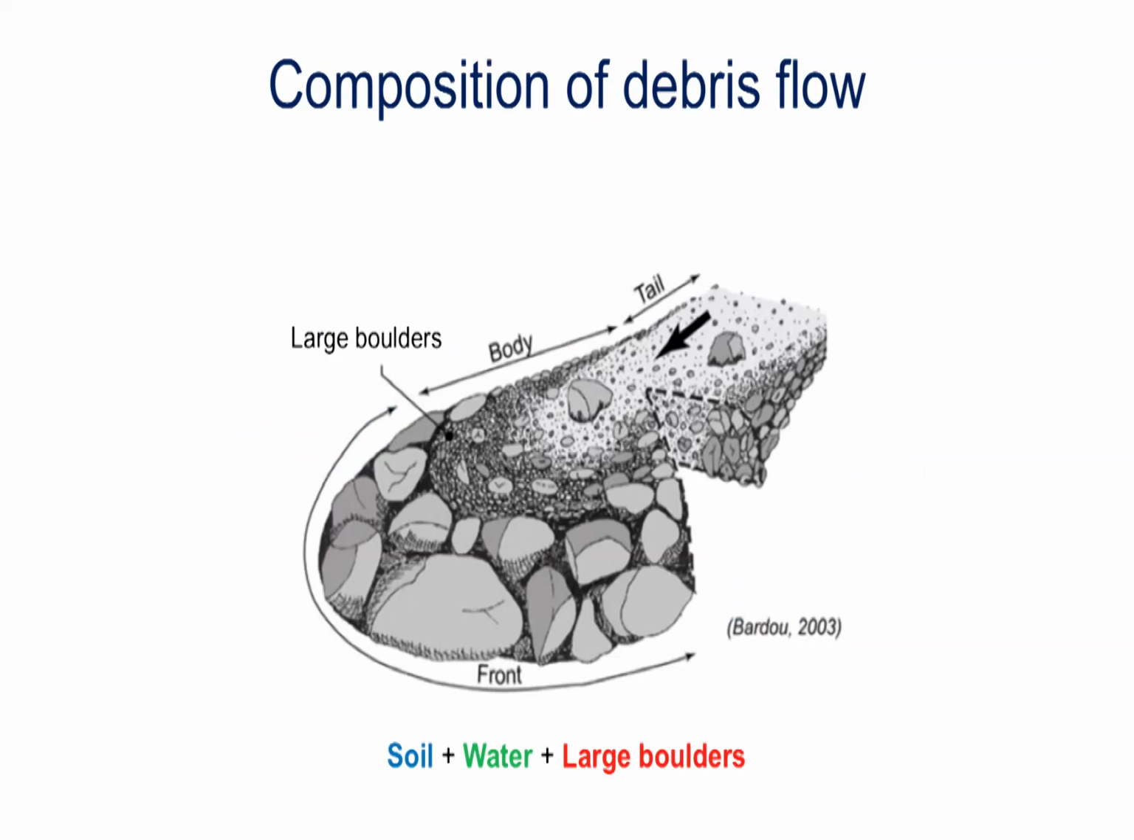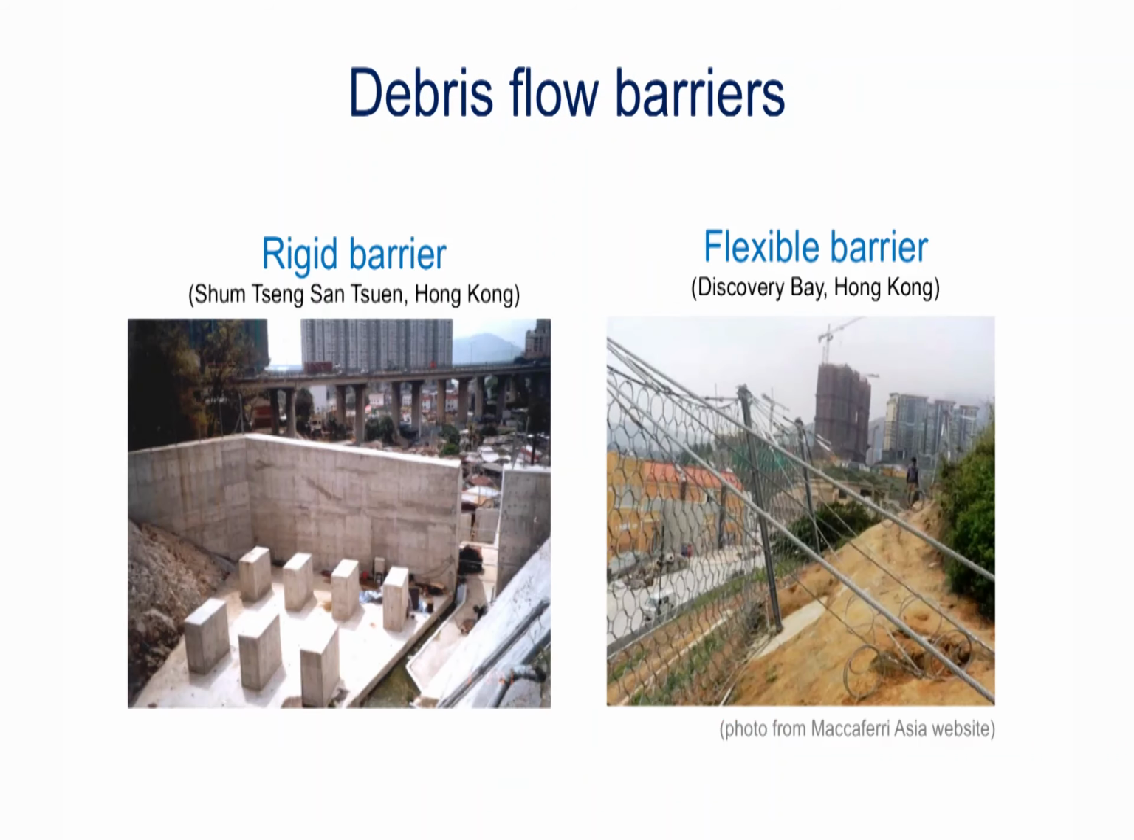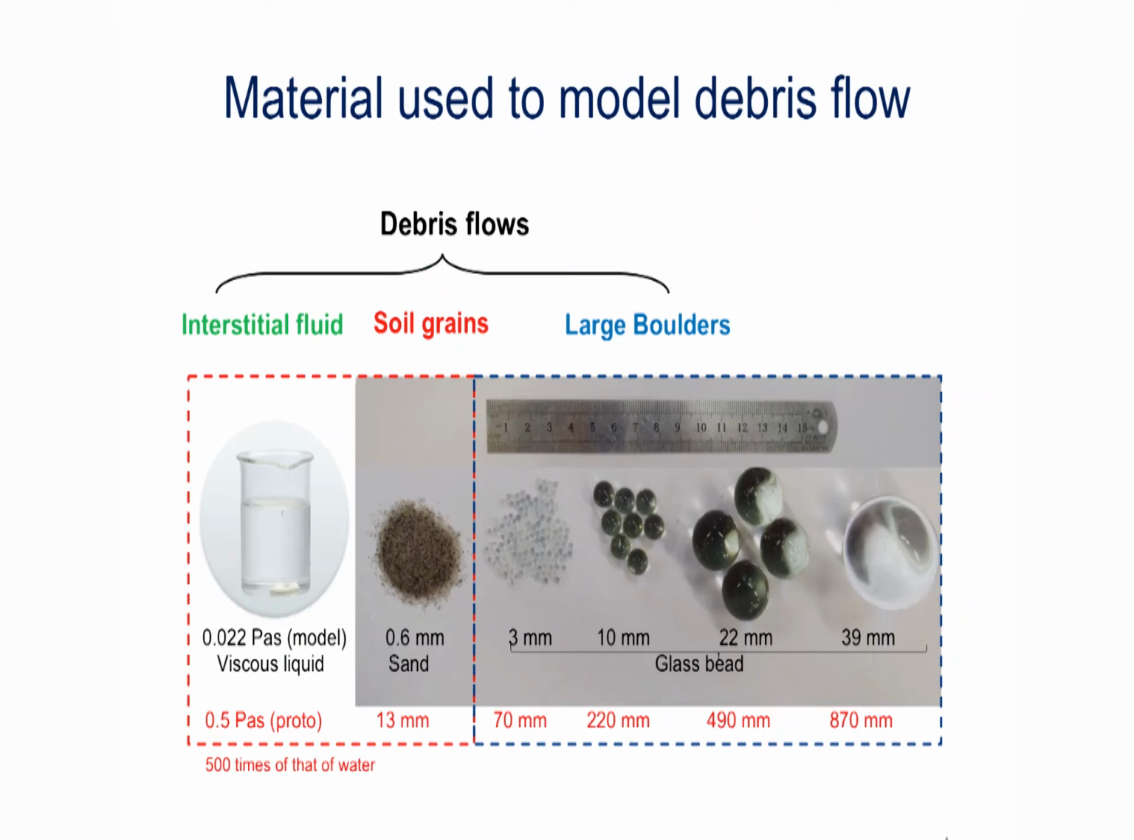Debris flows comprise a complex mixture of soil, water, and large boulders, and are highly scale dependent. Both rigid reinforced concrete barriers and flexible steel net barriers are used to arrest debris flows. Flexible barriers are more advantageous since they blend in well with the surrounding environment. In this study, two-phase flows comprising viscous fluid and sand, and bouldery flows consisting of glass beads, were modeled.